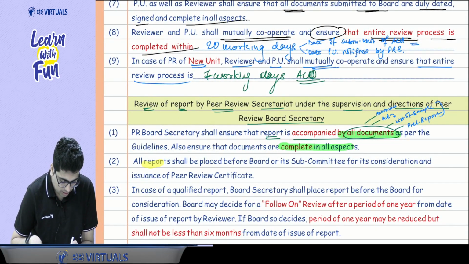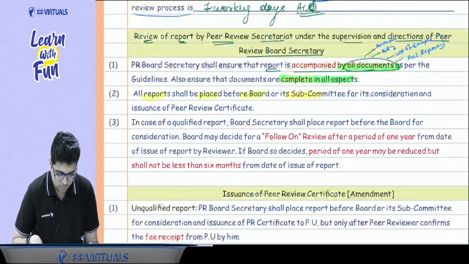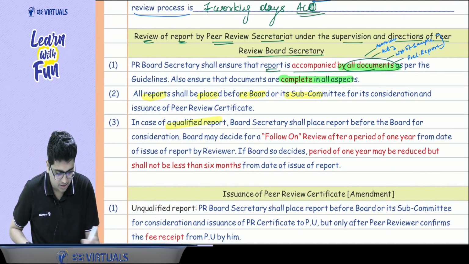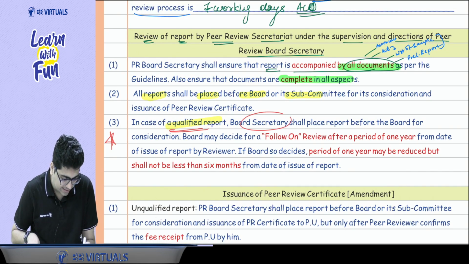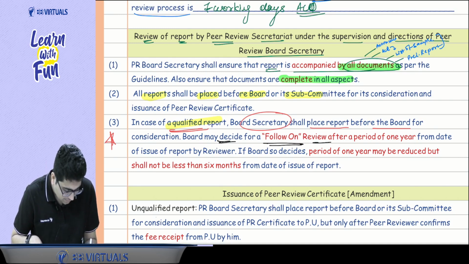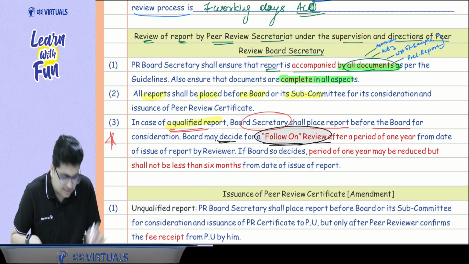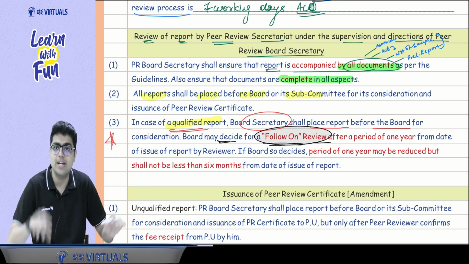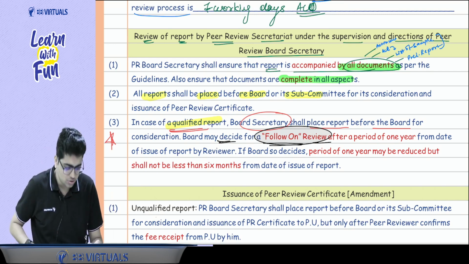Next point. All reports shall be placed before the board audit subcommittee for consideration and issuance of peer review certificate. In case there is a qualified report, now the point is coming which I was talking about earlier. In case of a qualified report, the secretary shall place the report before the board for the consideration, and board may decide for a follow-on review. My friend, this can be asked in your MCQ, this can be asked as a long form question, and I think it is there in your question bank also.